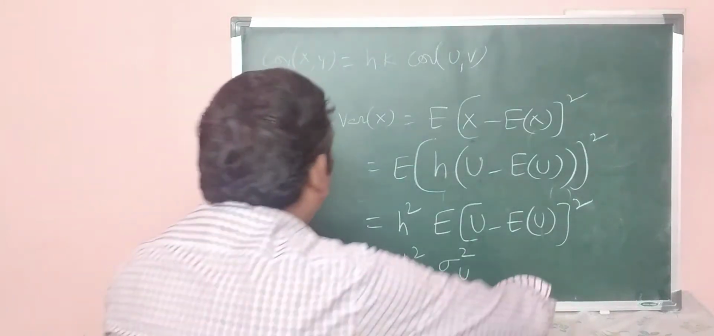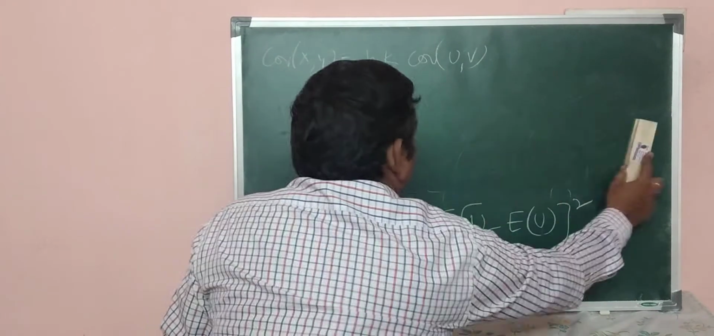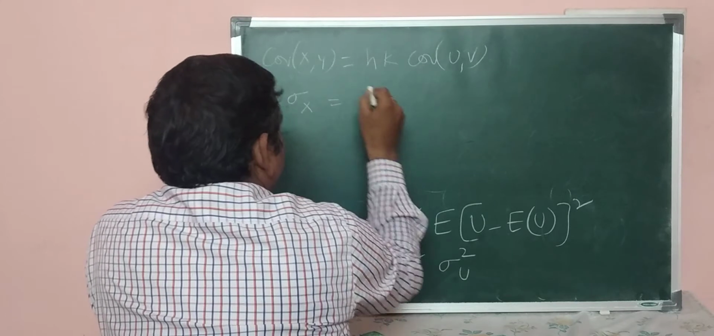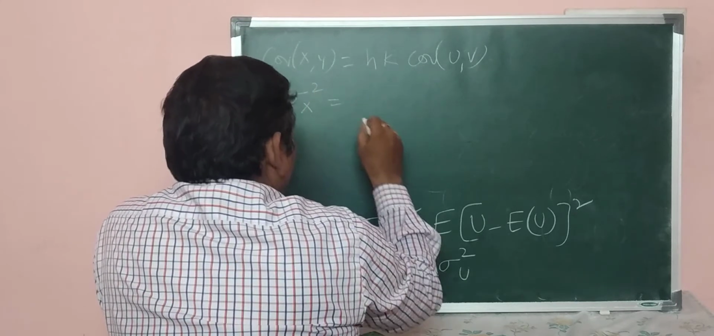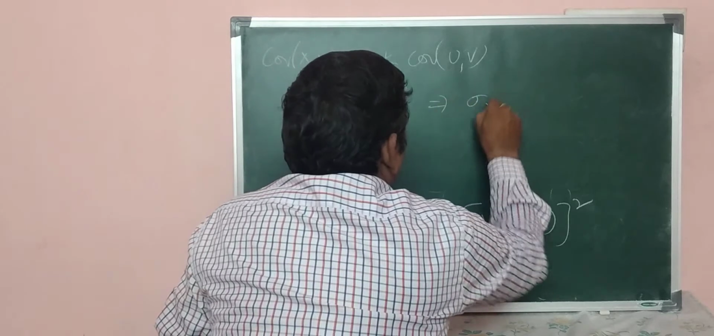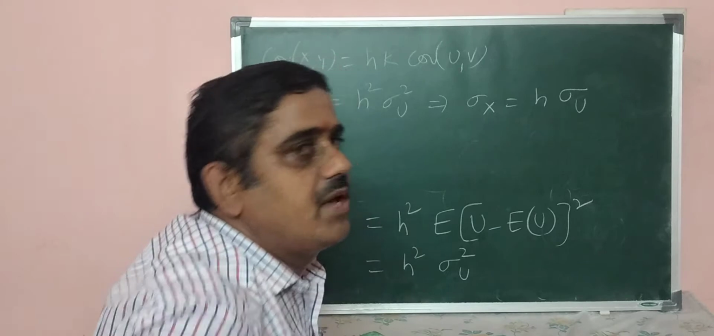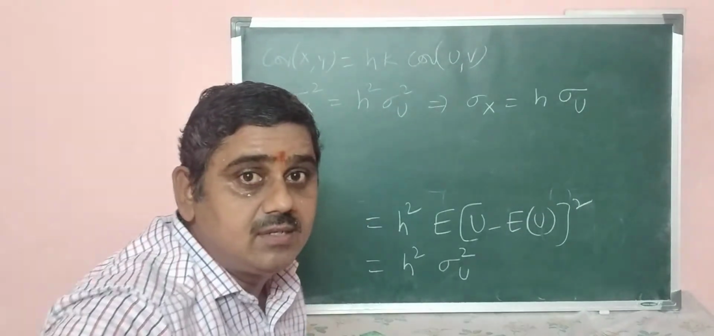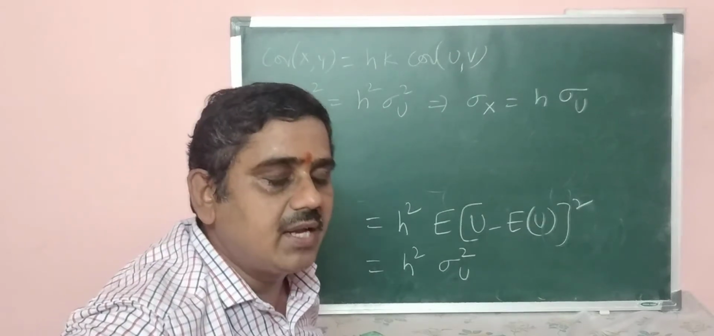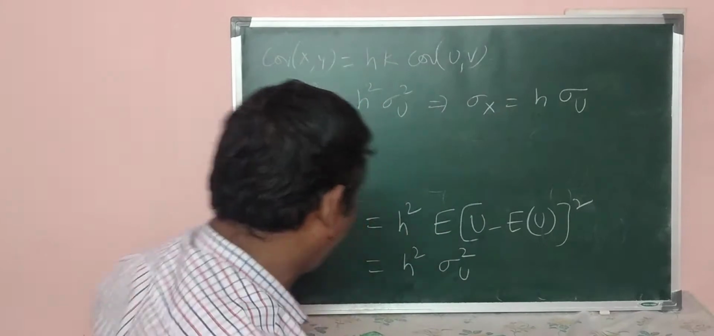Okay, so therefore I am writing another formula here, sigma square x. Sigma square x is equal to h square sigma square u, which means sigma x is equal to h into sigma u. Why only the plus sign? It may be plus or minus, but because variance and standard deviation cannot be negative, therefore only the plus sign.